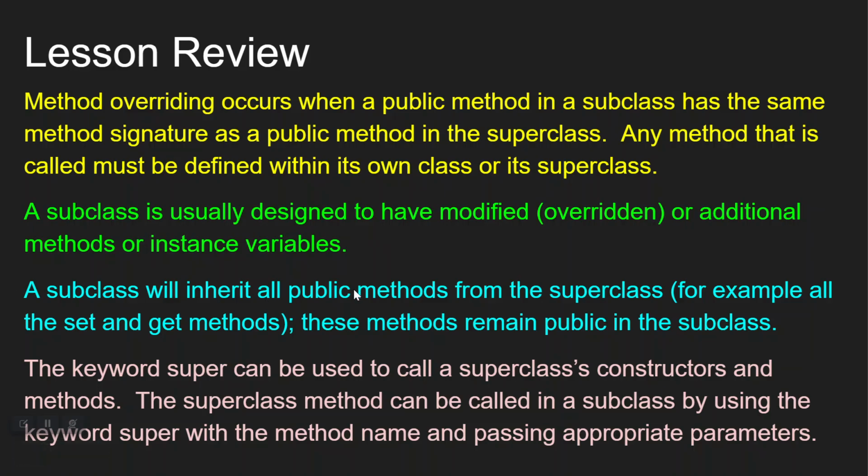A subclass will inherit all public methods from the superclass, for example, all set and get methods. These methods remain public in the subclass as well. And then the keyword super can be used to call a superclass's constructor or constructors, as well as its methods. The superclass's method can be called in a subclass by using the keyword super with the method name and then passing in the appropriate parameters.